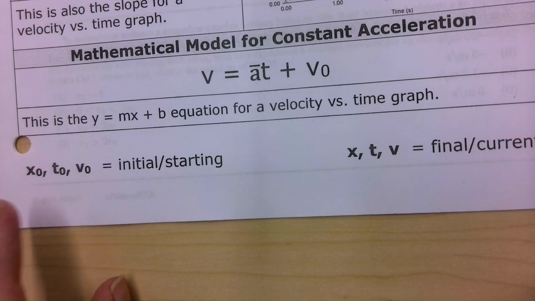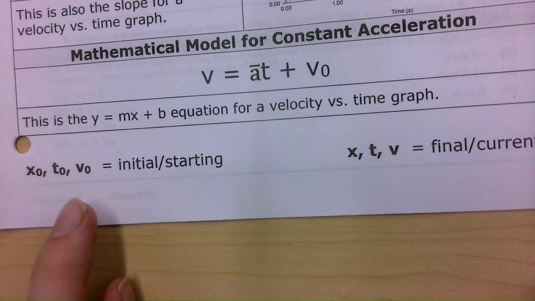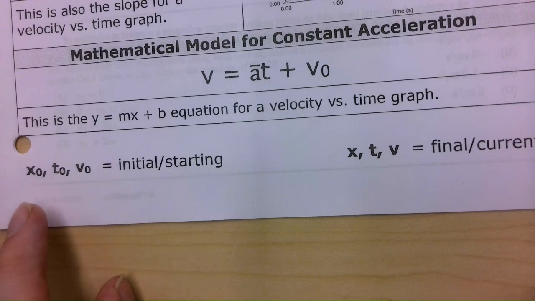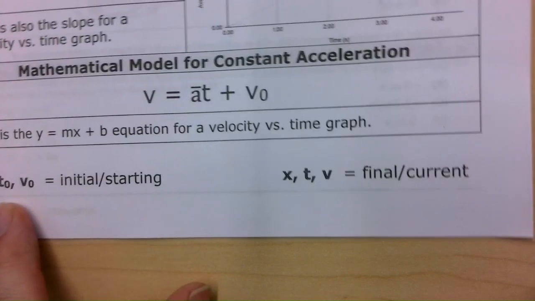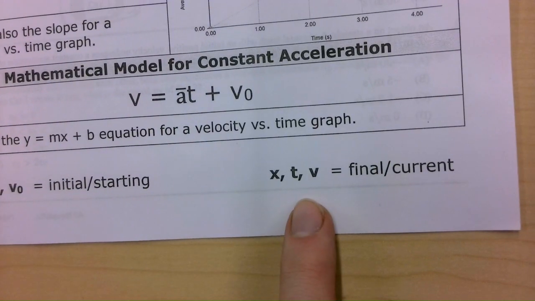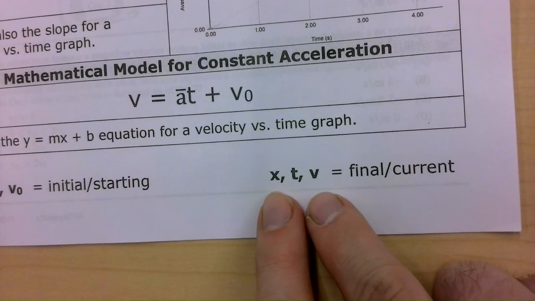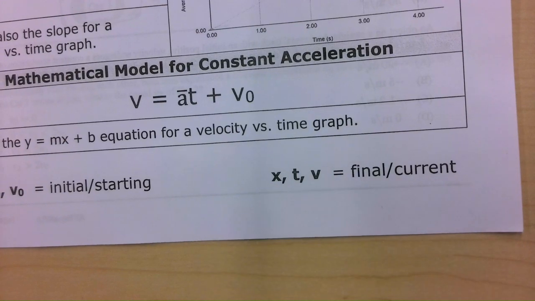next to it, sometimes referred to as x0 or t0 or v0. You could call them x0, t0, or v0. That's the initial or starting condition. And then whatever your final or your most recent or current condition has no subscript next to it.